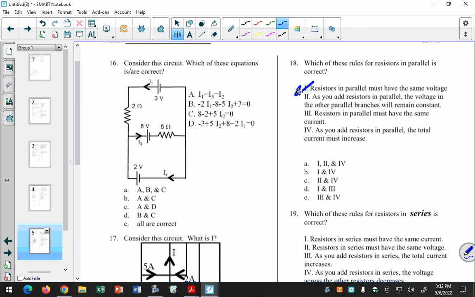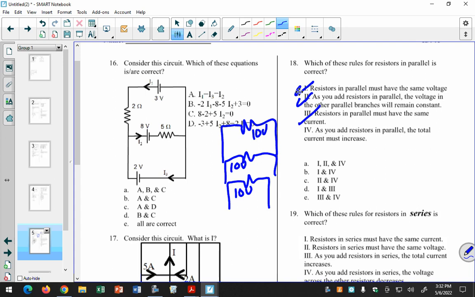As you add resistors in parallel, the voltage in other parallel branches remains constant. Yeah, so if I have 2 of these and each of them has 10 volts, if I add another branch, then this one will also have 10 volts. So yeah, that's true. That comes up in our home too, right? As I add other branches in parallel, and every device is a separate parallel branch, then it's the same voltage. Resistors in parallel must have the same current. That's not true. That would be true if it was resistors in series.